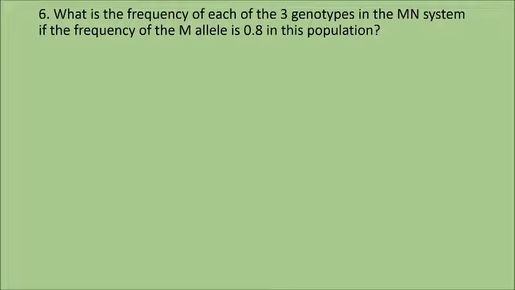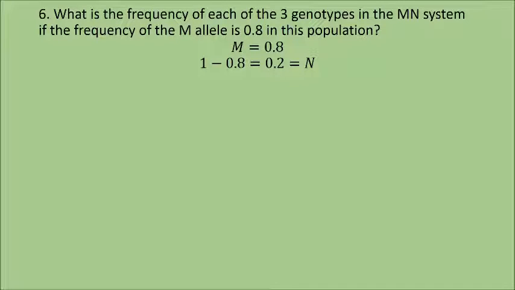What is the frequency of each of the 3 genotypes in the MN system if the frequency of the M allele is 0.8 in this population? So we have 2 alleles, M and N. We know that M is 0.8. Therefore, to find N, all we do is subtract M from 1. So 1 minus 0.8 equals 0.2, and that's how we get N.